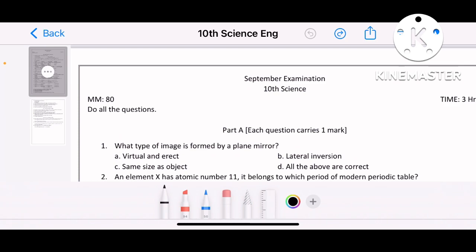First question, what type of image is formed by a plane mirror? 4 options are there. The right option is all the above, because the image formed by a plane mirror is virtual and erect, and at the same time it is laterally inverted also, and it is of same size as the object. So we will take the fourth option, all the above.